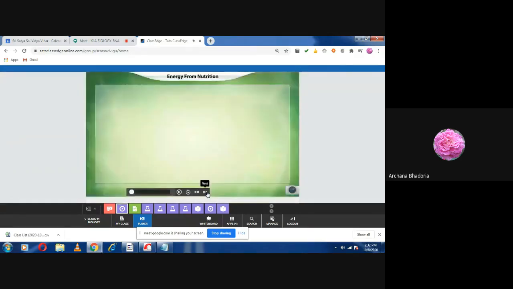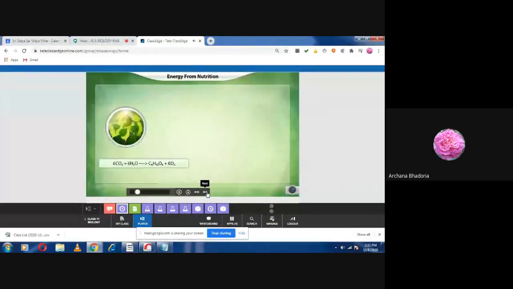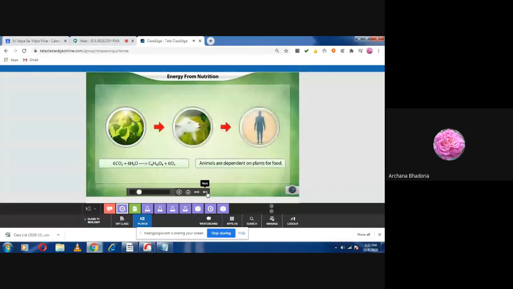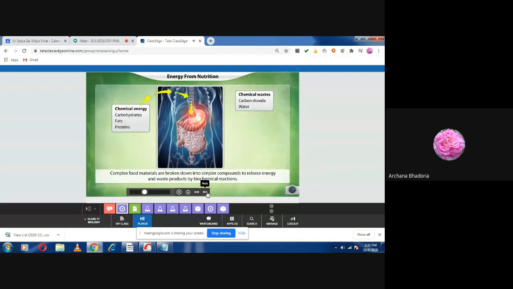All living organisms, whether unicellular or multicellular, need energy to survive. They get this energy from food. Plants photosynthesize to make their food, and animals are dependent on plants for their food. To get energy from food, the nutrients are broken down to simple compounds. This breakdown is a series of biochemical reactions, leading to a release of energy, some of which gets dissipated as heat, and the rest is converted to ATP.